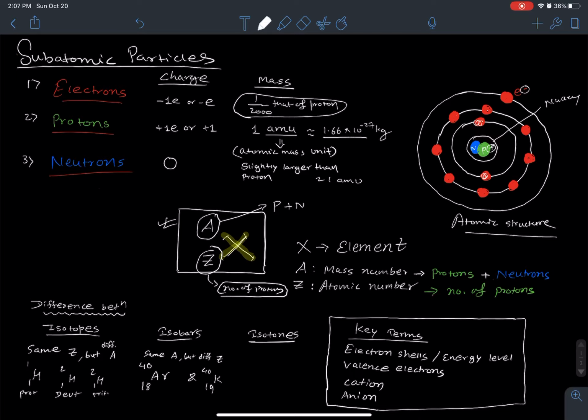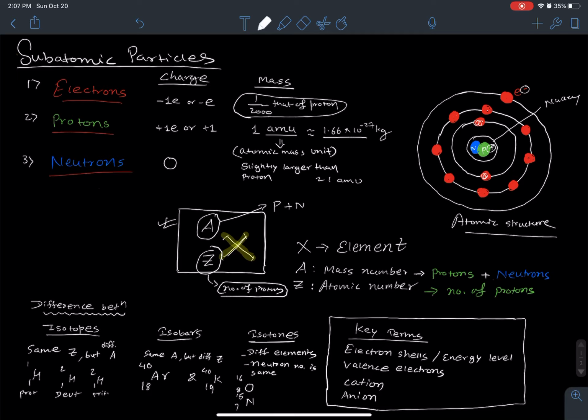Isotones, on the other hand, are different elements, but their neutron number is the same. Different elements but the same neutron number. For example, if you look at oxygen and nitrogen, right? Oxygen has atomic number 8 and mass number 16, right? Nitrogen has atomic number 7 and mass number 15, right?